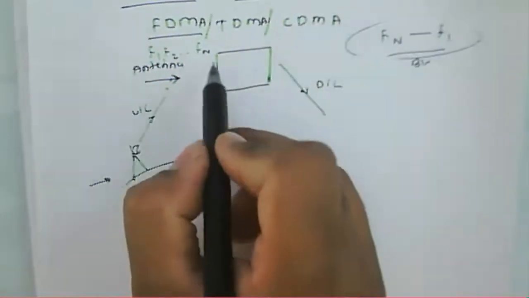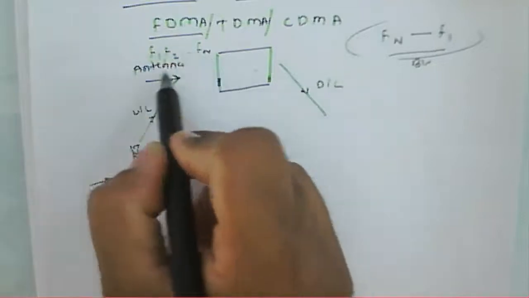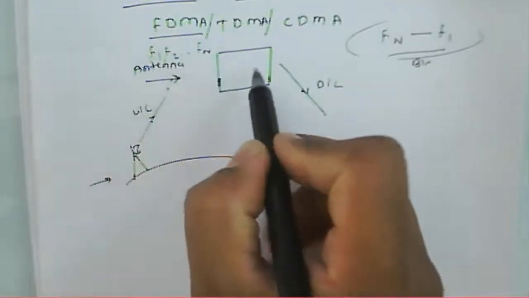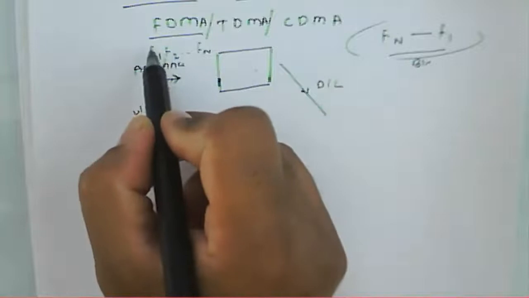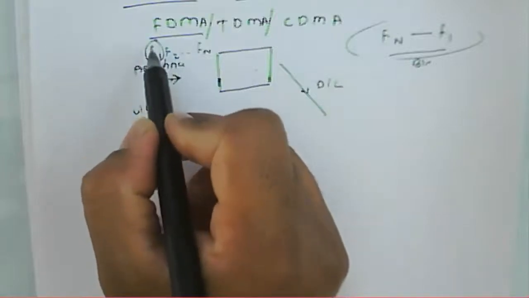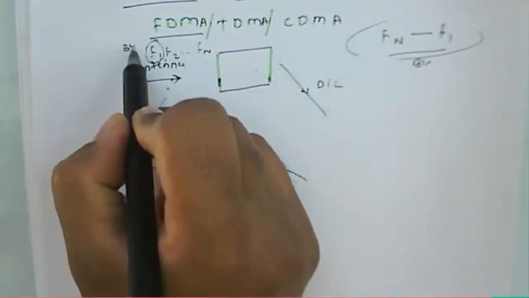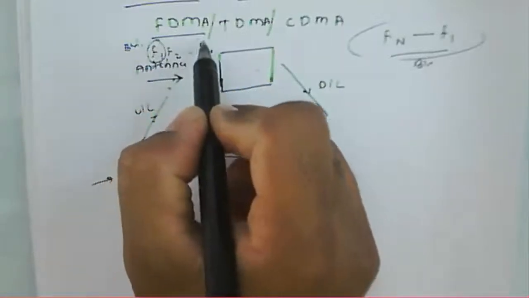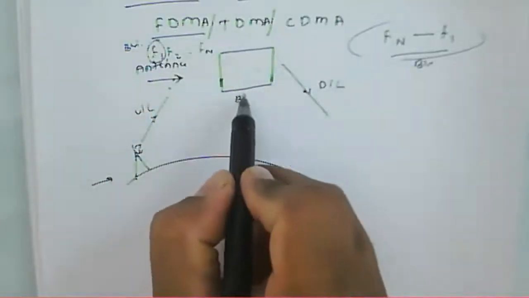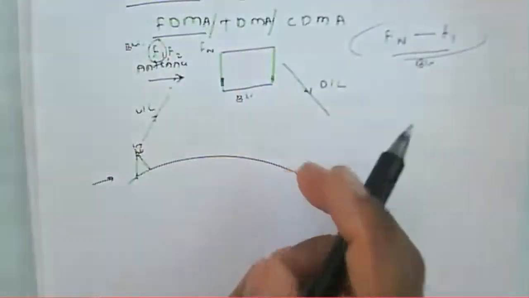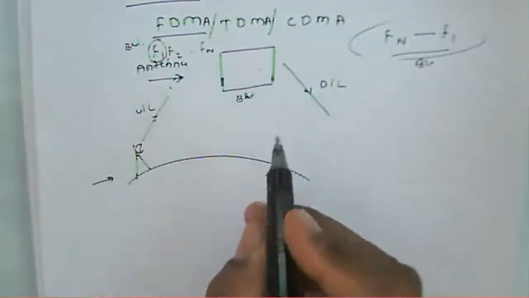The transponder utilizes all the carriers within that particular bandwidth. For each and every carrier, a separate band is defined: bandwidth 1, bandwidth 2, up to bandwidth n. But the overall bandwidth is the range of frequency operating for this particular transponder.